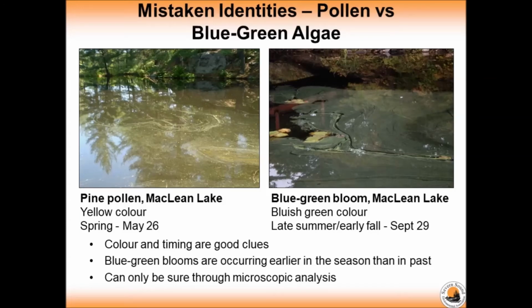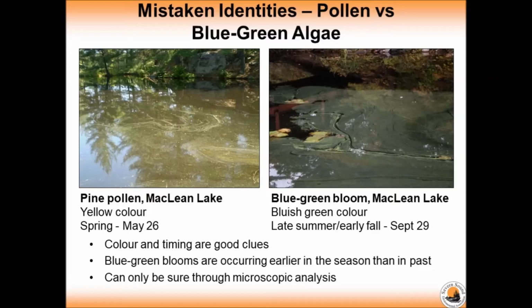So oftentimes, other natural phenomena or things growing out in the lakes will look like algae blooms, and in fact, they're not. So a very common mistaken identity is pine pollen. In the spring, if you're seeing sort of a slick that has more of a light yellow color to it, it's a good indication that it's more likely pine pollen. Whereas the same slick can look very similar on the surface, but when you look at it a bit closer, it definitely has that kind of bluey green color to it and tends to occur later in the season. So the color and the timing are really good clues.